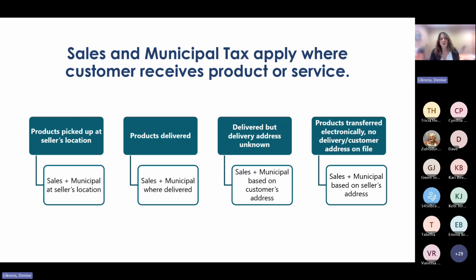If you do transfer items electronically and there's no delivery or customer address on file, it is based on the seller's address. When internet was first starting, this was an issue because a lot of times it was shipped and there was no record. I haven't seen that happen too much at this point. The record keeping is a whole lot better. So if it's transferred electronically, keep those records.